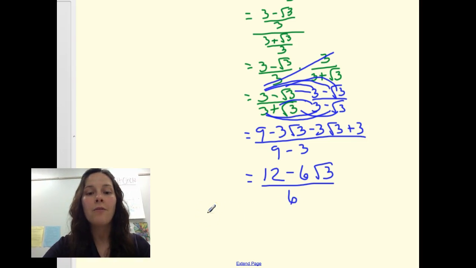So we can divide everything by 6. I'm kind of doing the butterfly method here. 12 divided by 6 is 2. And 6 divided by 6, of course, is 1. So we have 2 minus root 3.